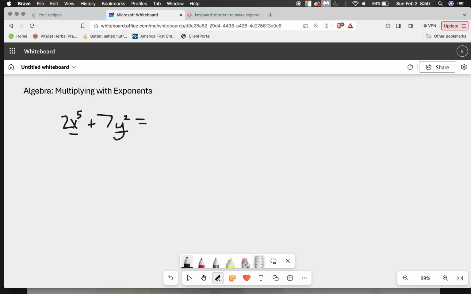However, just like with multiplying with fractions, when you're multiplying with exponents, it doesn't have to be exactly the same. If you have 2x to the 5th plus 4x cubed, you could not add those together, but if this were a different problem and this were multiplication, we could multiply those together. So we're going to cover how to do that. The like terms rule does not apply to multiplying the same way it does to addition.